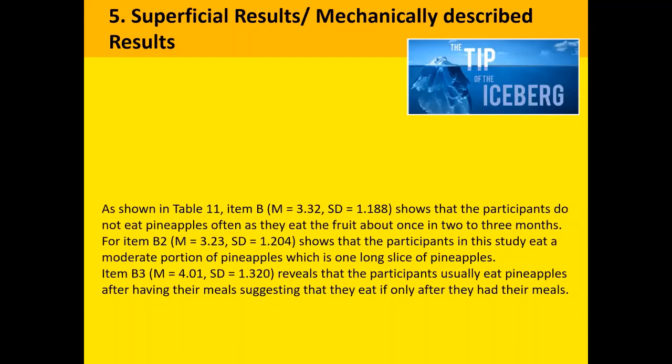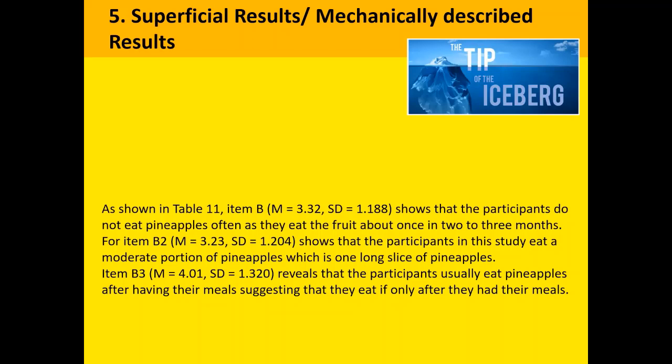Okay, now I move to weakness number 5, dealing with the results. I show you an example here like this. As shown in table 11, item B, mean standard deviation shows that the participants do not eat pineapple as often as they eat the fruit about once in 2 to 3 months.